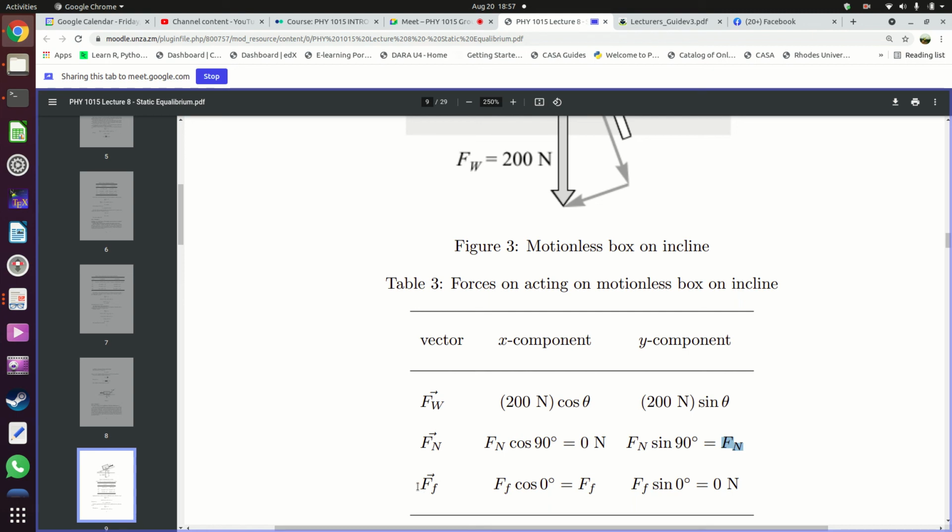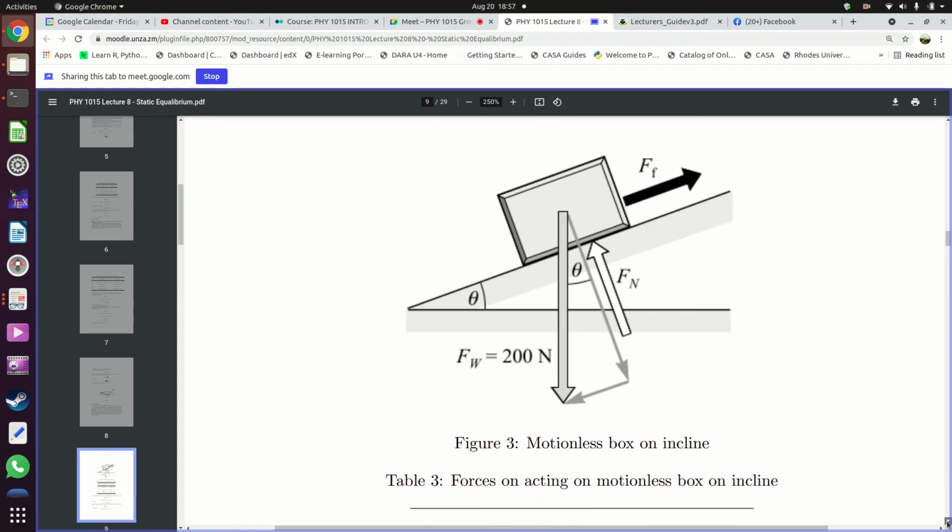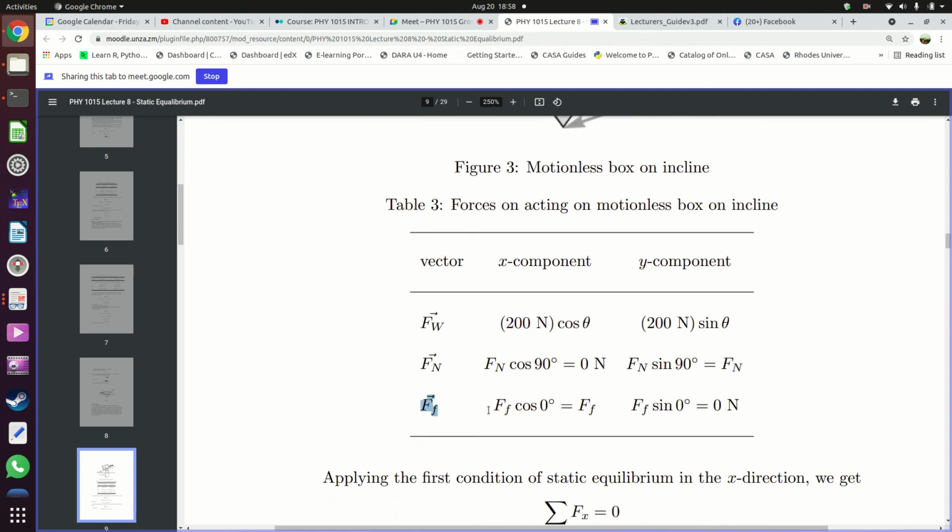Then when it comes to the friction force, it is pointing in this direction. We have chosen this direction to be our positive x-axis, so the angle the friction force makes is going to be 180 degrees. So the x component of the friction force is going to be Ff cos, change the 0 here so that it becomes 180 degrees. So Ff cos 180 degrees is going to give you minus Ff. Then this side, Ff sine 180 degrees is simply going to give you 0.